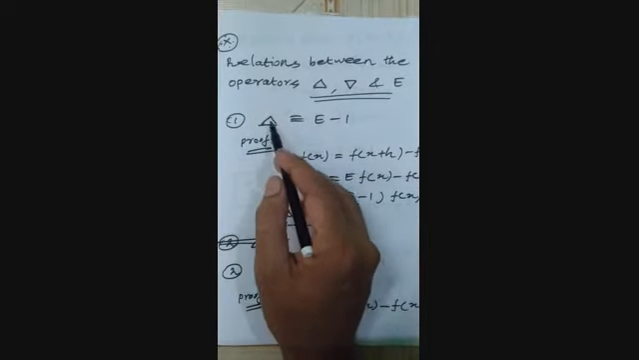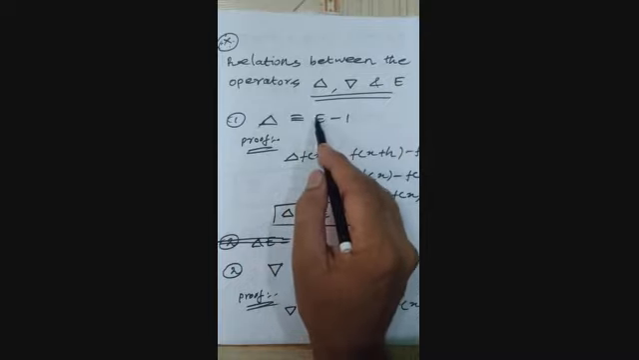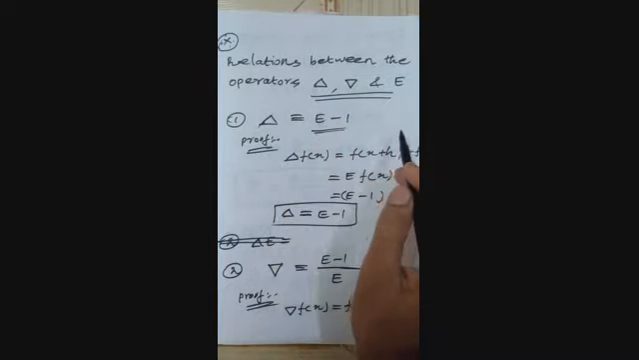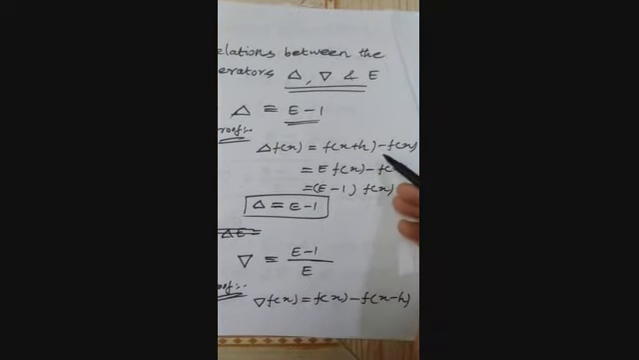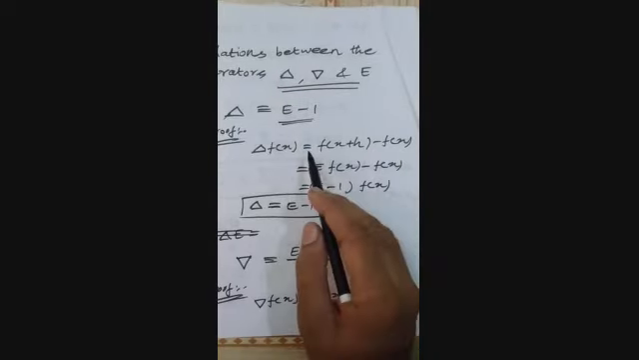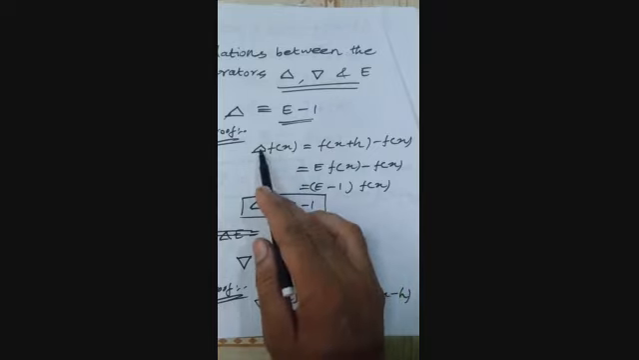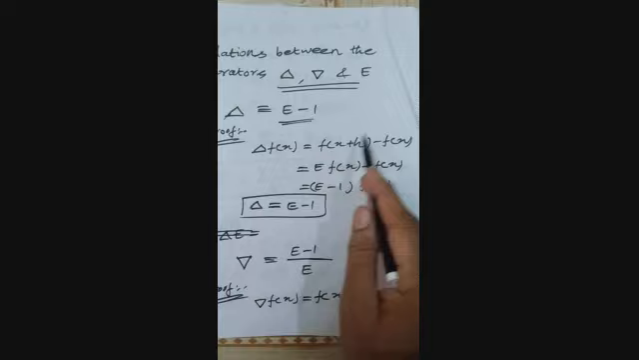The first one, delta which is equal to E minus 1. Proof actually no need, but even though it's very easy, so that's why we are. Delta f of x, this can be written as per definition.